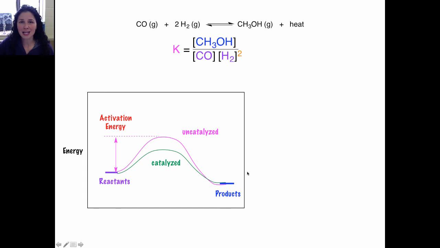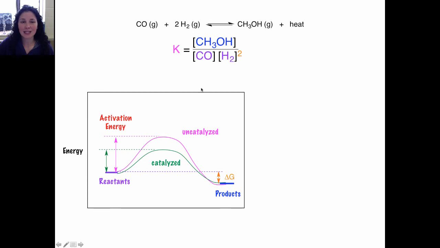If I draw the catalyzed version of this reaction, I shouldn't change the level of the reactants or the products. Those things remain the same. The catalyzed reaction simply has a lower activation energy barrier. The delta G is not changed overall.